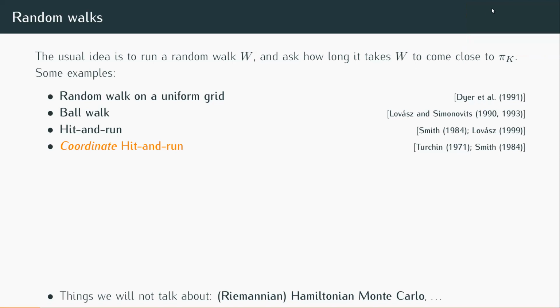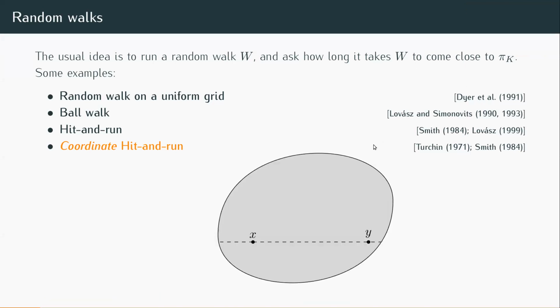The coordinate hit and run case will be restricted to a grid, right? No, because it's continuous. It will not be great, but it will have a very strong bias towards... I don't know, maybe I'm wrong. No, it's reversible. It's reversible with respect to the uniform distribution. Okay, fine.